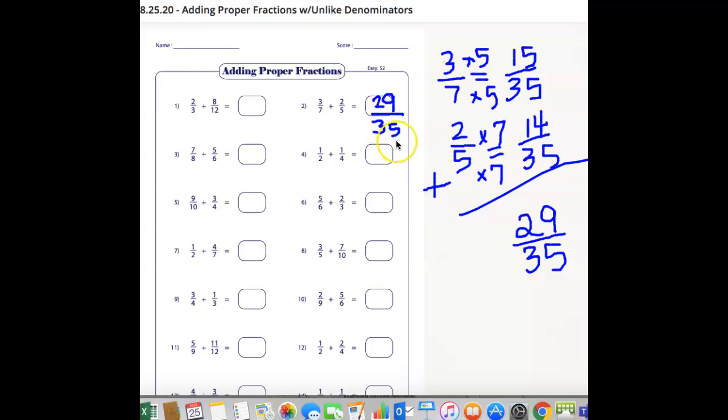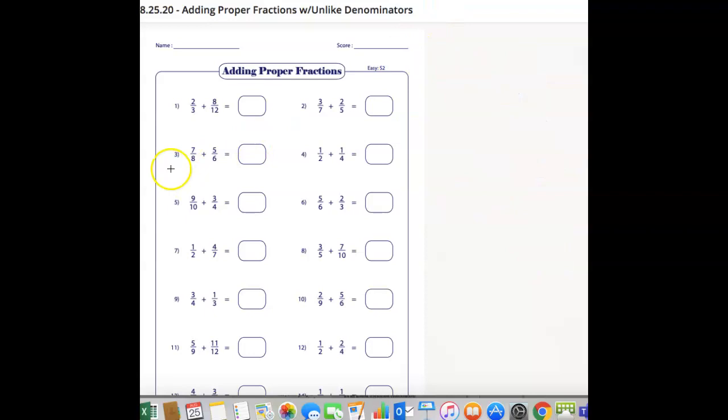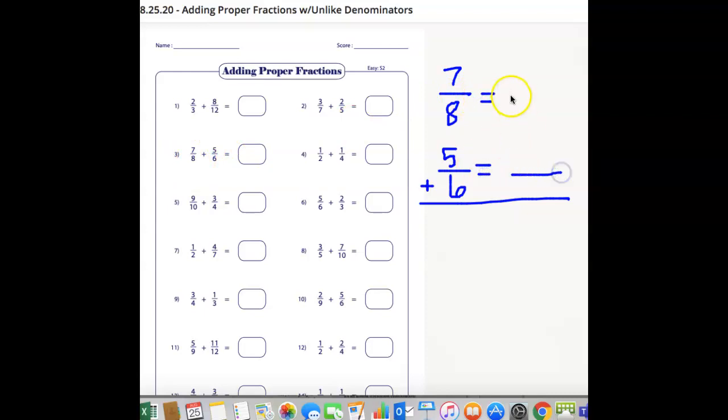All right. I hope that's getting a little easier. Let's go and do another one. All right, 7/8 plus 5/6. So what I always do is rewrite it so that they're on top. They're vertical instead of horizontal. That's the easiest thing to do, is to rewrite it instead of writing it like this. Okay? Equals. All right. What's our first step?